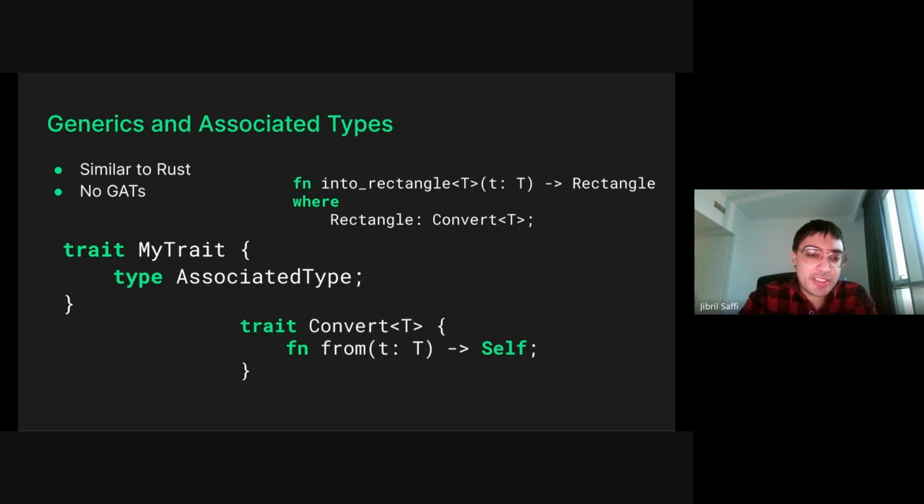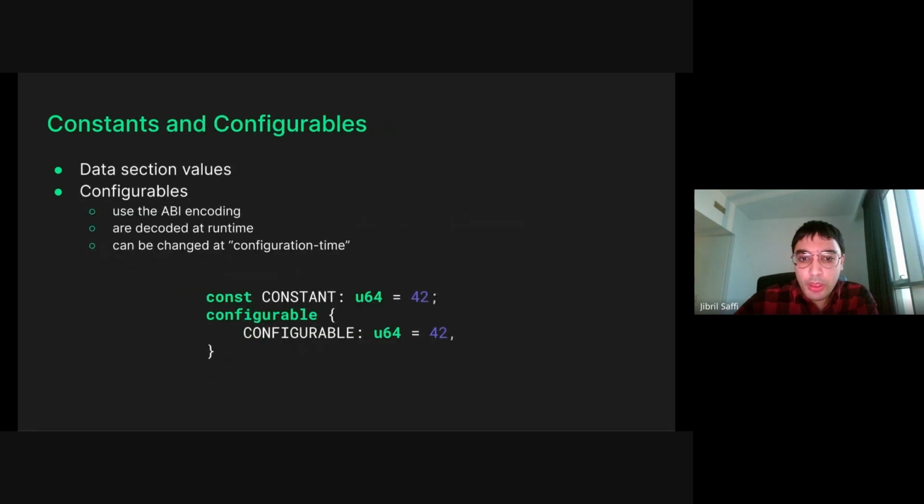We don't have GATs. Sorry, it's a little bit too complex and not really needed. So you won't get generic associated types. But you will get simple associated types, which is enough for our purposes. Here you can see some trait constraints. Again, it all works as you would expect it would. And we got constants and configurables. So these are values that live in the data section.